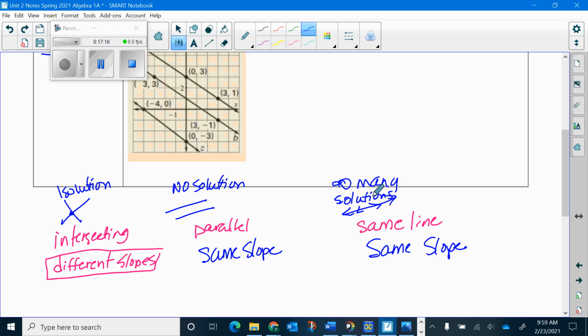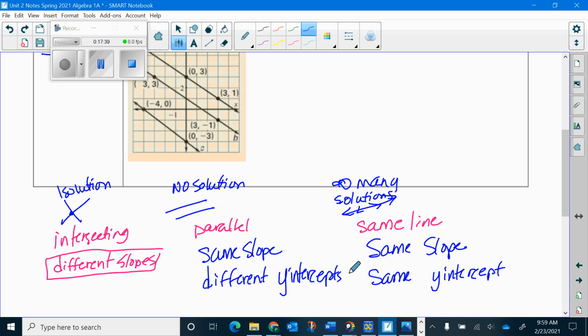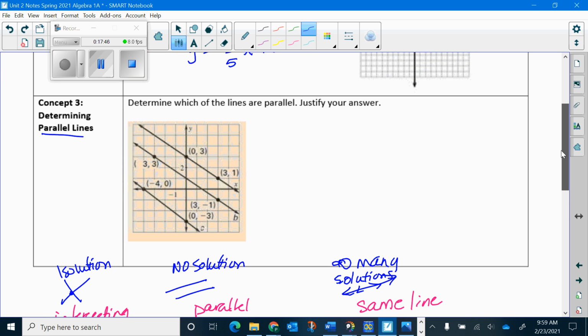So if it's the same line, it's going to have the same slope and the same y-intercept. However, if I'm parallel, I have to have a difference, so they have to have different y-intercepts. As I'm looking at my problems up here, they all look kind of parallel. However, we can calculate and find out which ones are actually parallel.